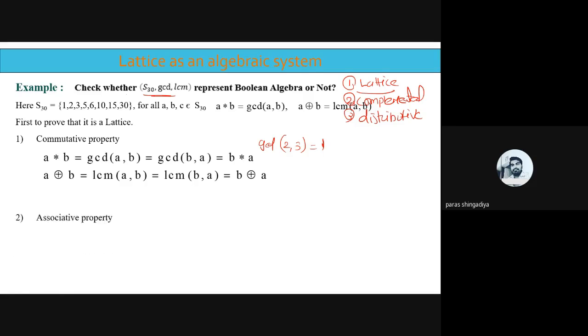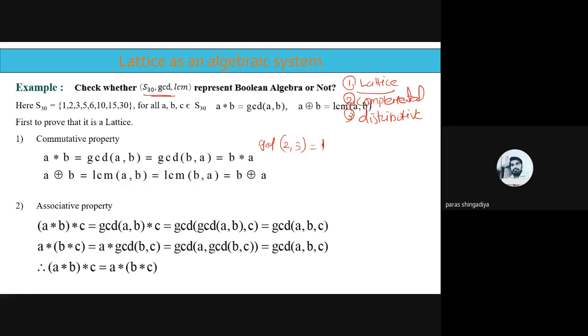You can prove it for any two numbers from S30. And then the second one is the associative property. So here we have (a star b) star c, and we'll prove that it equals a star (b star c). Identify both parts. Part 1, the one side, is (a star b) star c. So first solve the bracket here. That is equal to GCD of a, b star c, and now remove the star again, so that can be combined by the GCD again. So GCD of (a, b), c, and that is the same as the GCD of a, b, c. Clear?